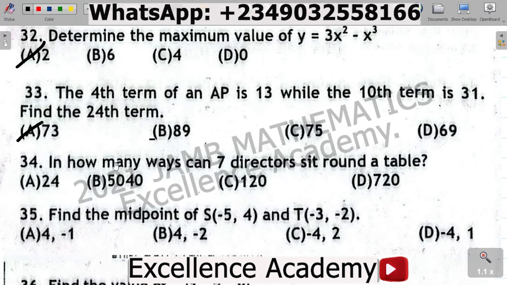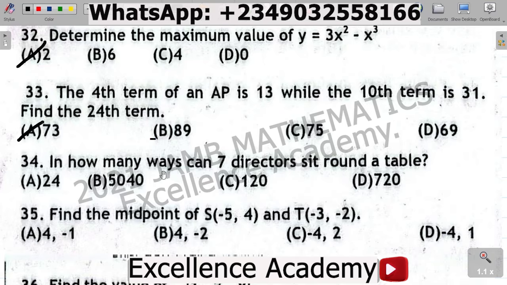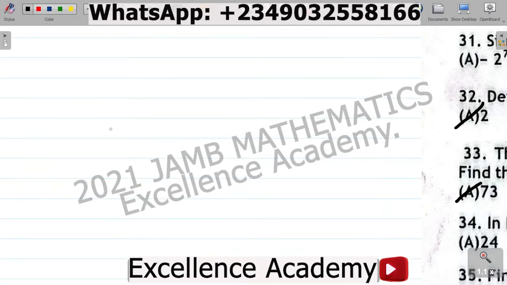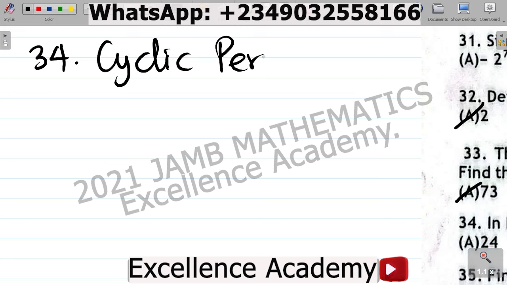All right, next up, question 34. 34 says, in how many ways can 7 directors sit around a table? A, 24, B, 5040, C, 120, D, 720. So how do we solve this question? Now note that this question is under something called cyclic permutation. All right. So we have 34. It's under something called cyclic permutation.